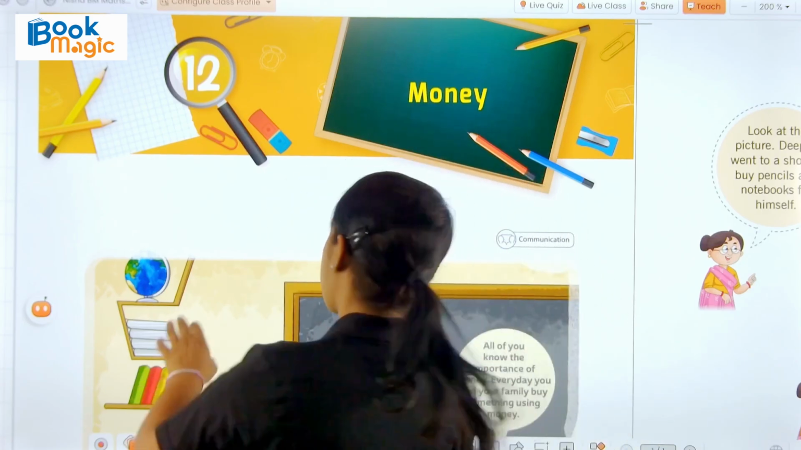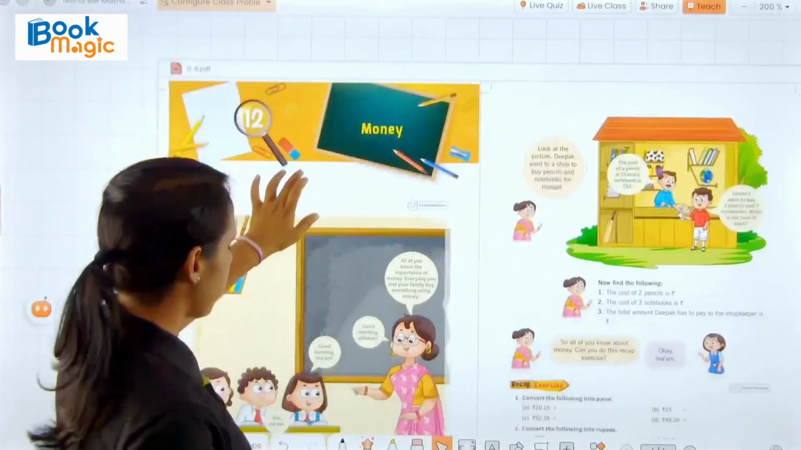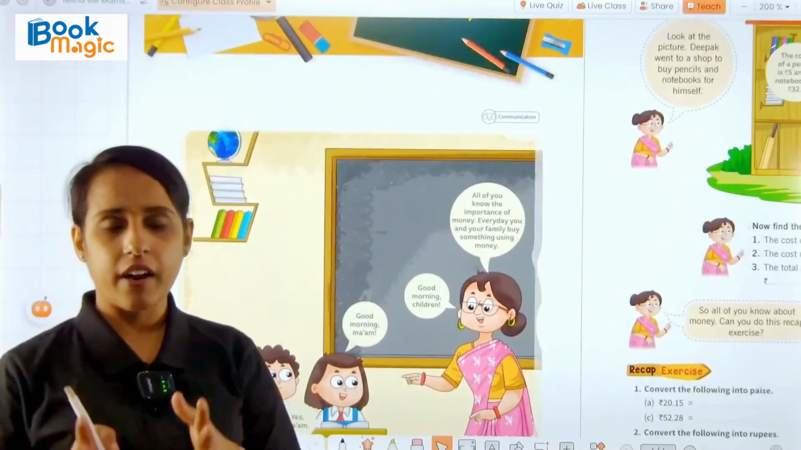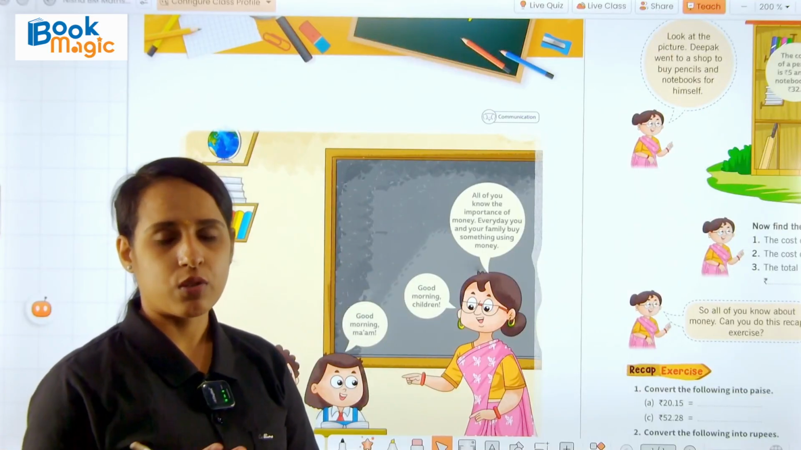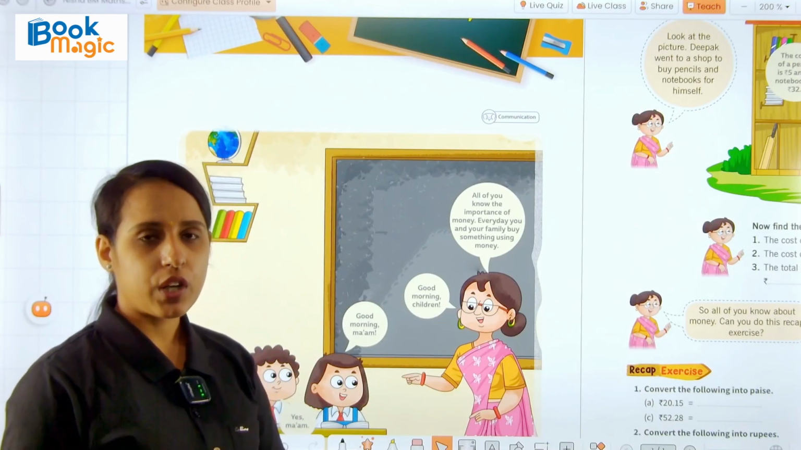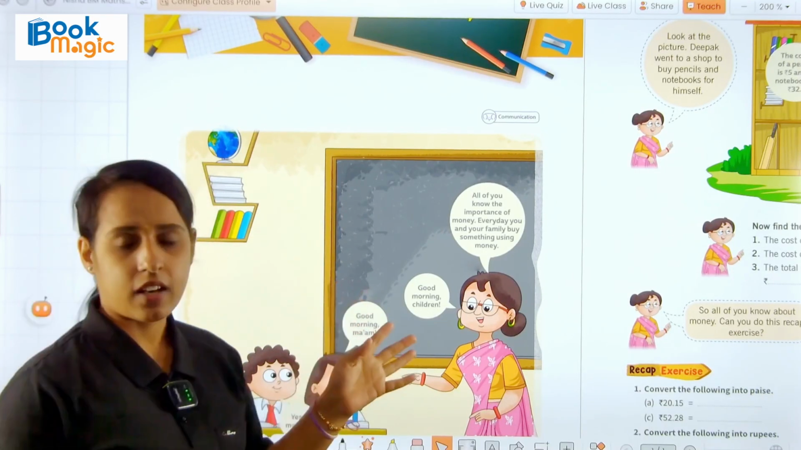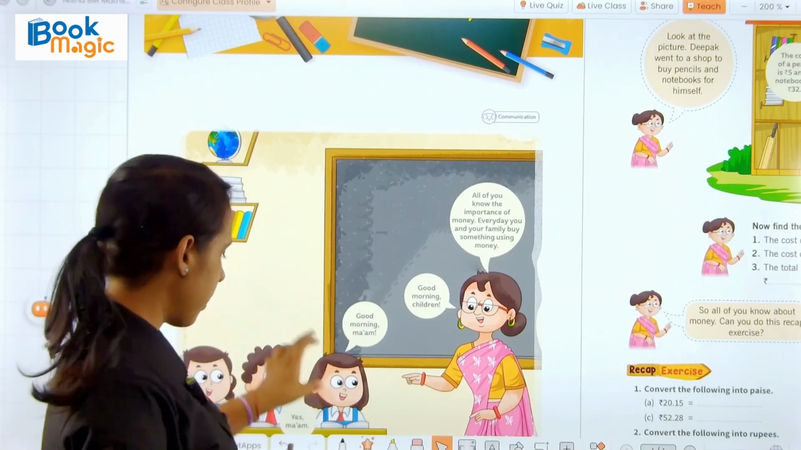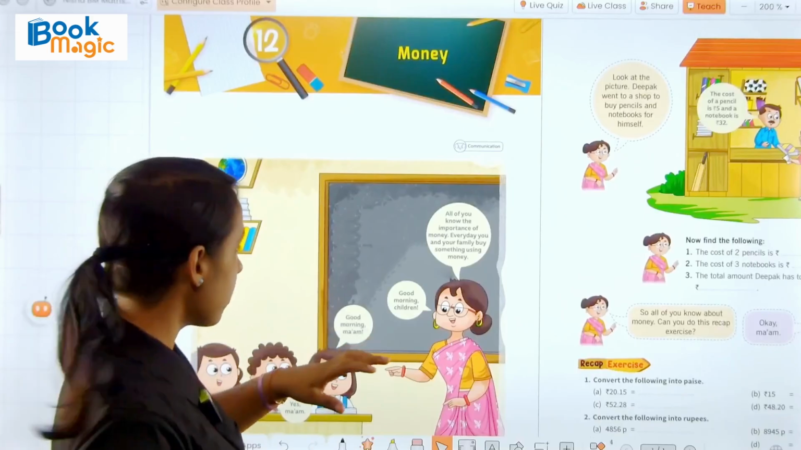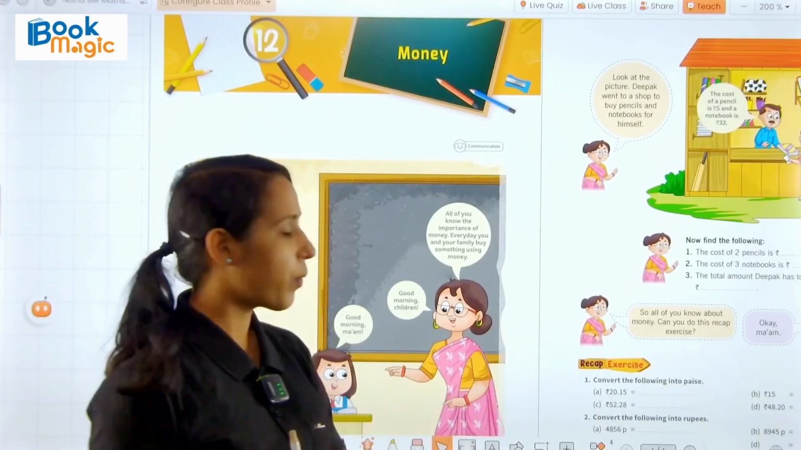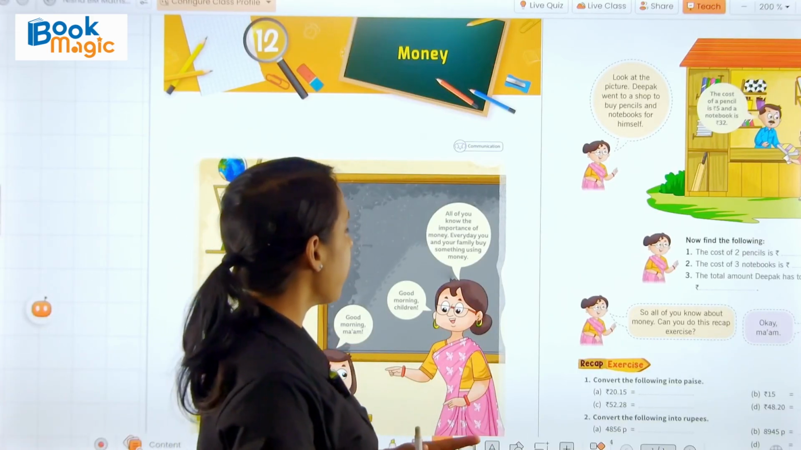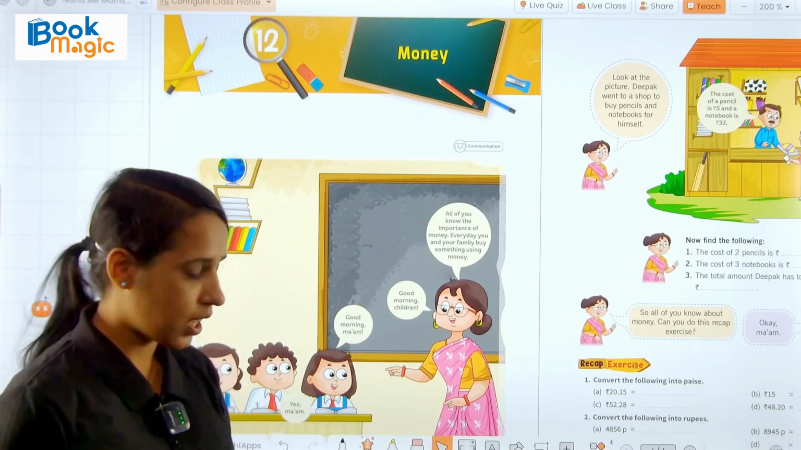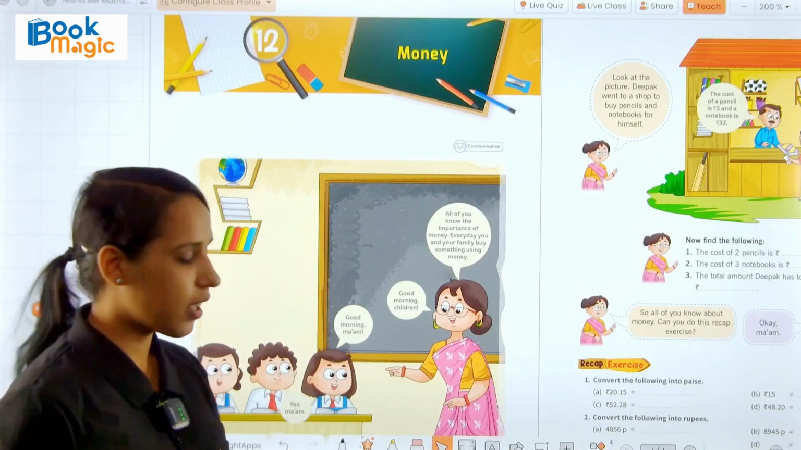Here we have a communication between teacher and student. The teacher entered the classroom and the students said, "Good morning, ma'am," and then the teacher replied, "Good morning, children." Then the teacher asked the students, all of you know the importance of money. Every day you and your family buy something using money. And then the students replied, yes ma'am.